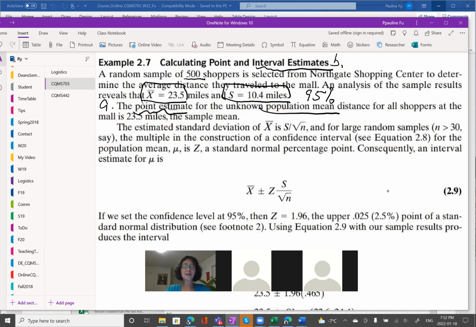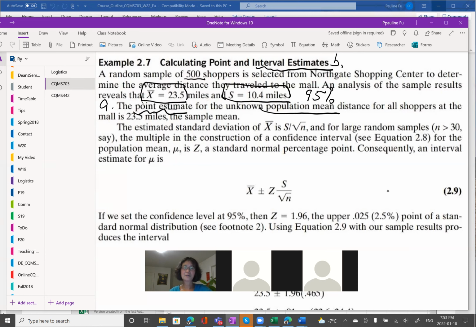So the answer for question A, what is the point estimate for the population mean? The answer is 23.5 miles. This is actually what you can call a naive model. You use the sample mean to represent the population mean. We answered the first question. What is the population mean? The answer is 23.5. Any questions so far?